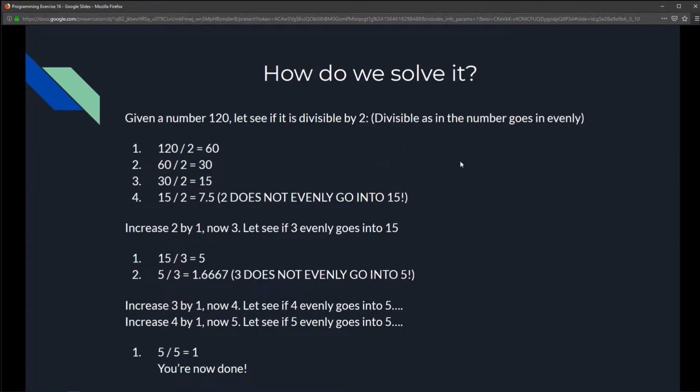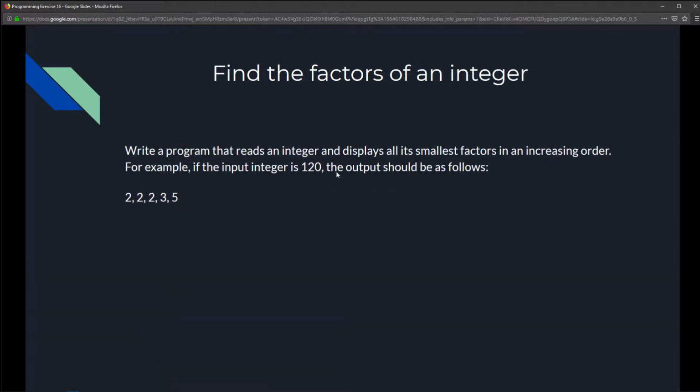So how do we solve it? Let's say we're given the number 120. We're going to start from the smallest possible number that could go into 120. Of course you might say, okay, that's 1. 1 could go into 120 evenly, right? But we're going to have to ignore 1, because 1 could go into any number, and 1 isn't really considered a factor.